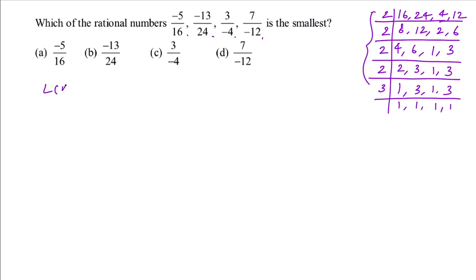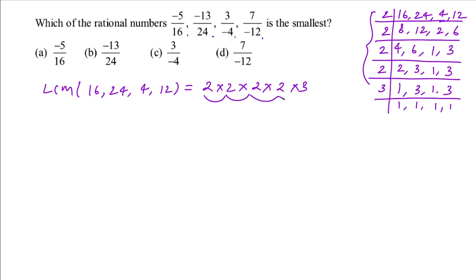So the LCM of 16, 24, 4 and 12 is, we have 2 four times, and we have one 3. So 2 2s are 4, 4 2s are 8, 8 2s are 16, 16 3s are 48. So we get 48 here. Now we have to find the equivalent rational number of these four rational numbers in such a way that we get 48 in the denominator. So let's do that.